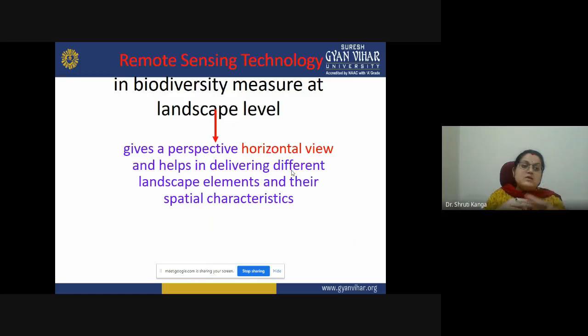Okay, it gives us a synoptic view and also helps in identifying different landscape elements and their spatial characteristics. So what we can do is have a synoptic view of the complete Kerala in one go, and we can also go for the identification of different landscape features in a satellite image of the state in one go, where every feature has its own spatial characteristics on the basis of which we can identify what it is.